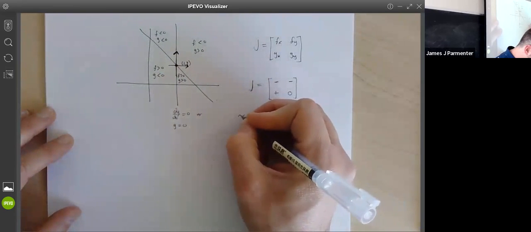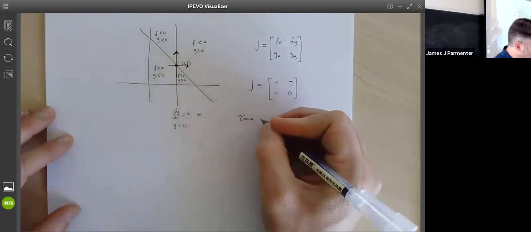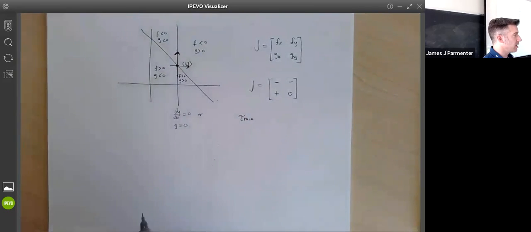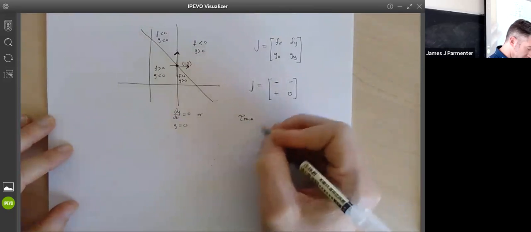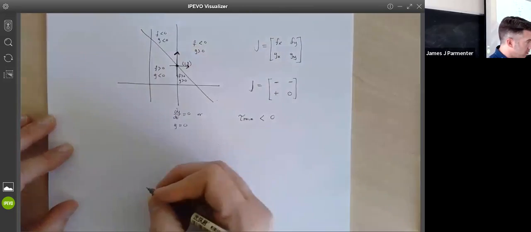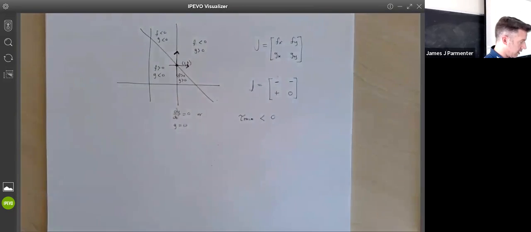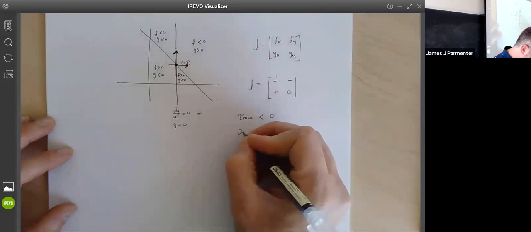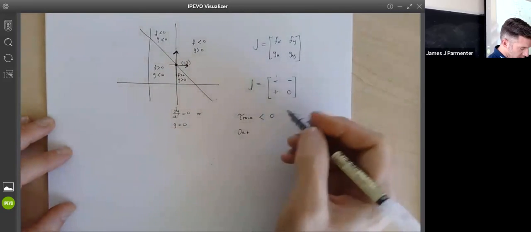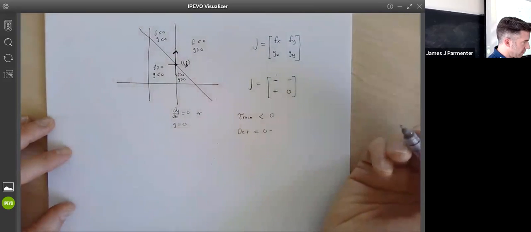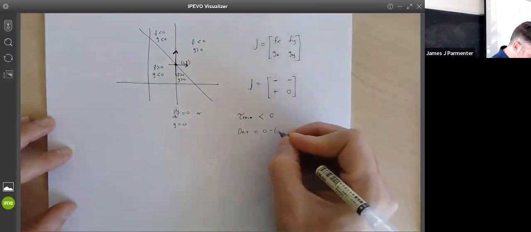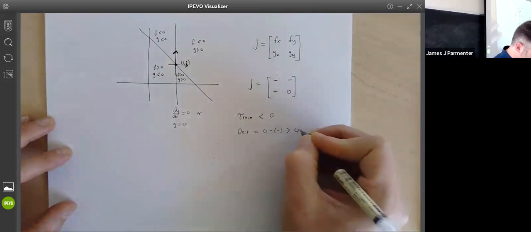Our trace is what? I should say, is our trace positive or negative? Definitely negative, right? Negative plus 0, has to be negative. And our determinant is 0 minus a positive or a negative, right? And so 0 minus a negative is positive.